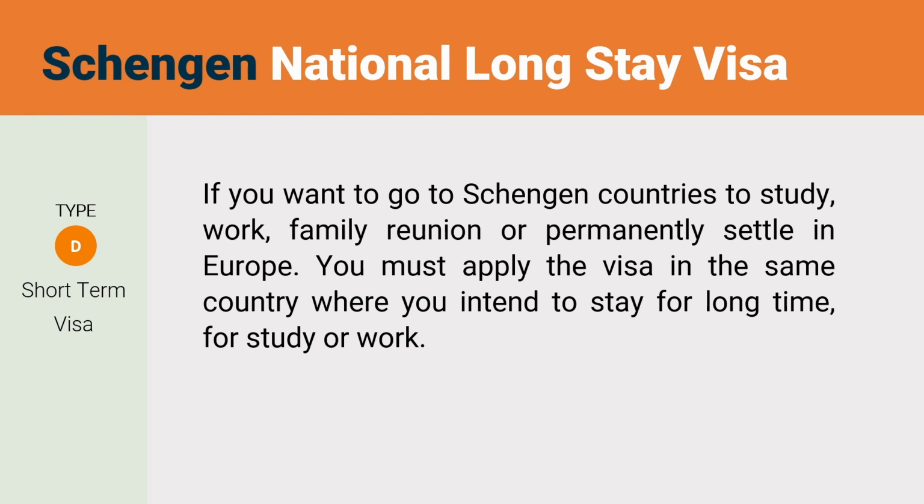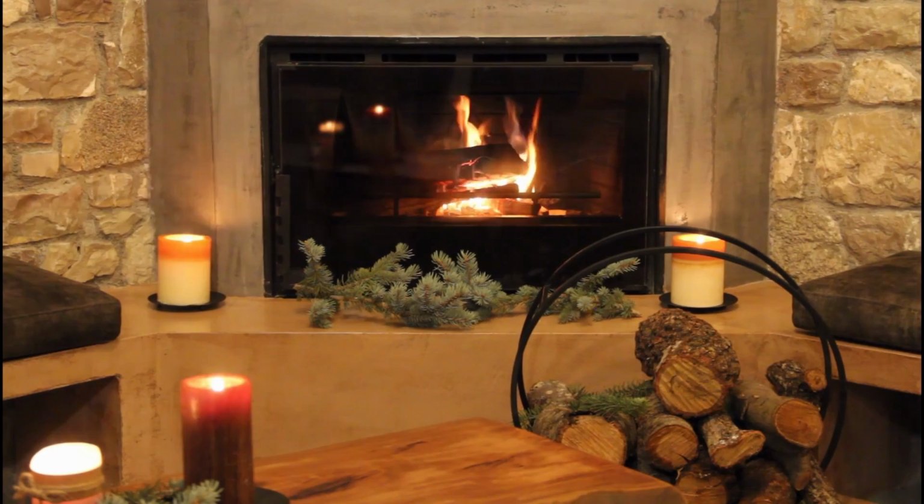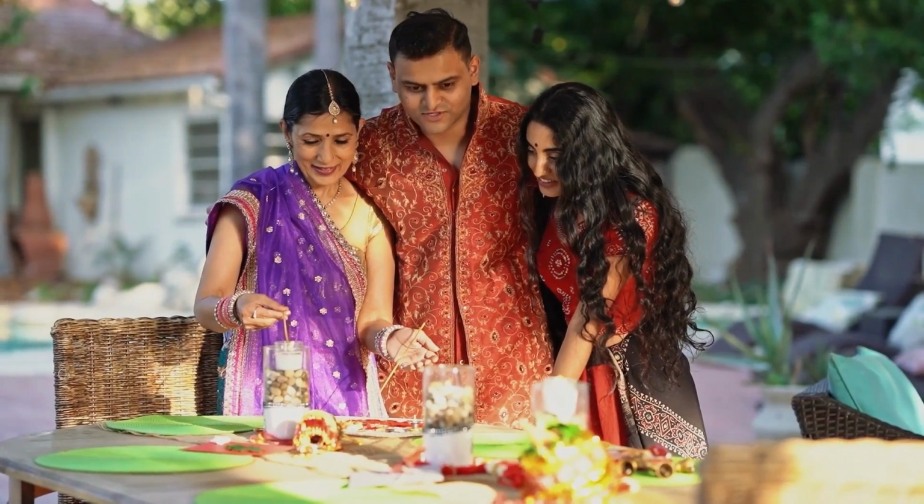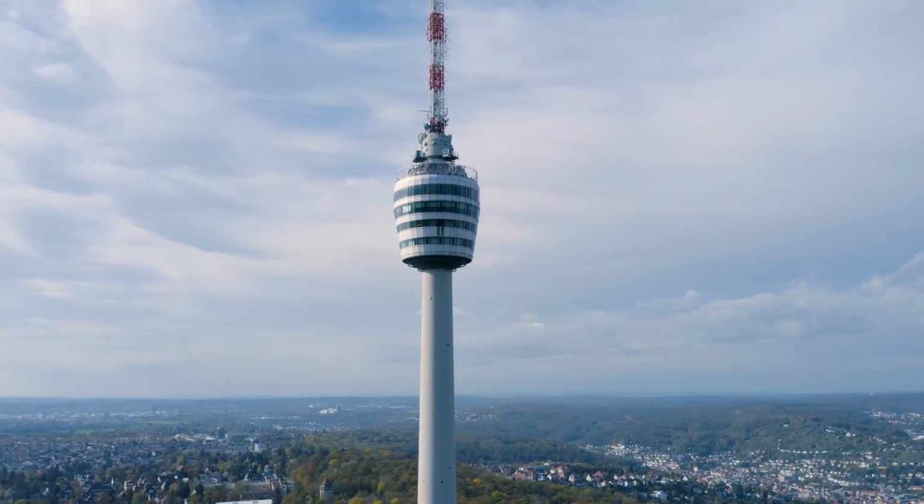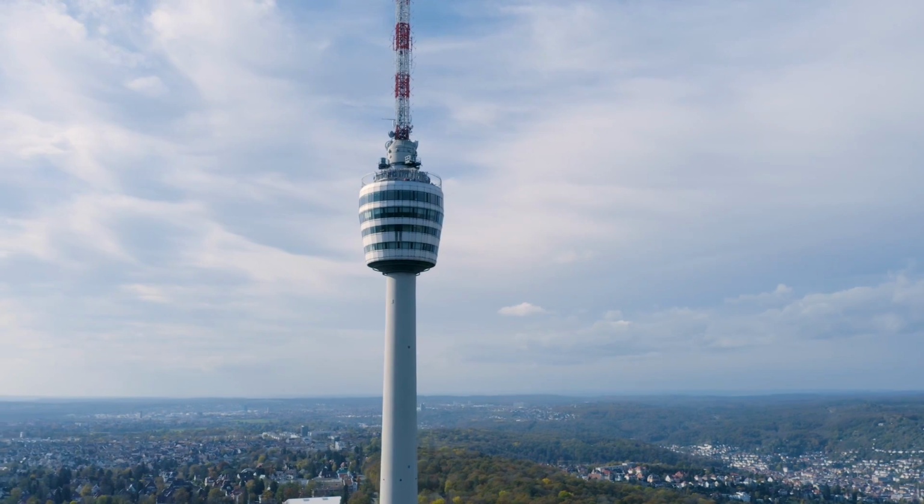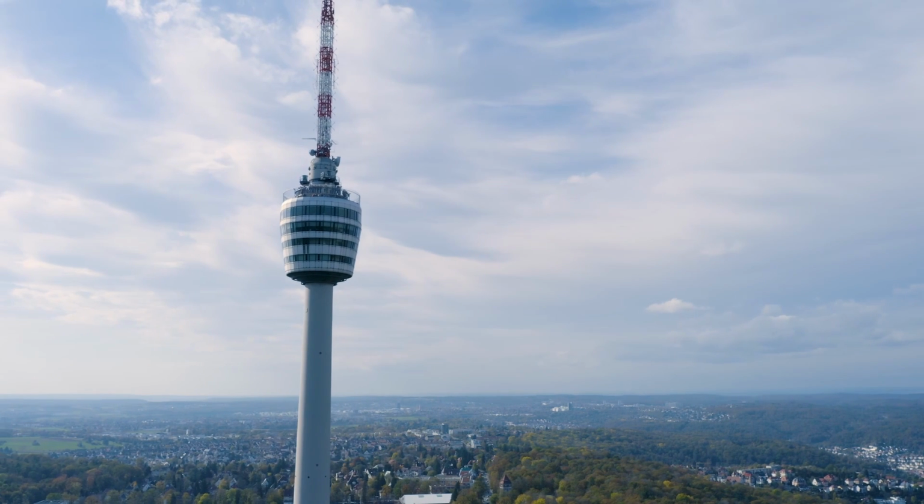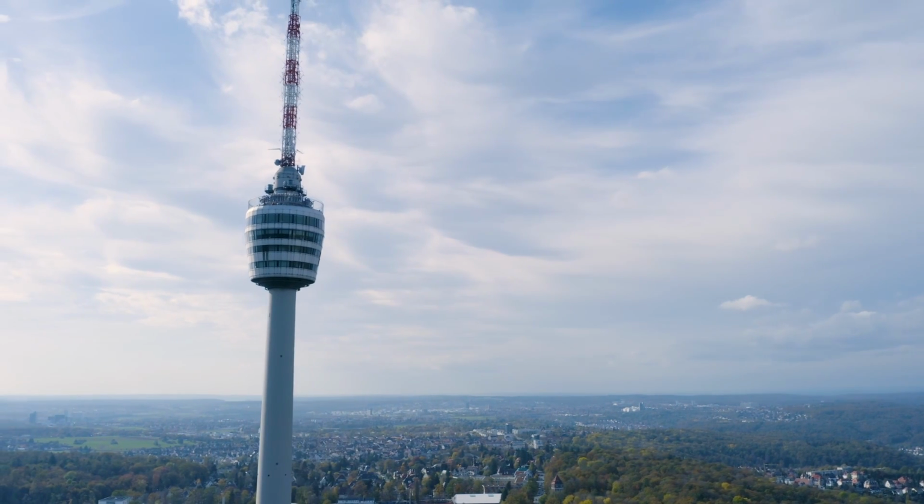Schengen visa type D is the national or long-stay visa. You need to apply for this kind of visa if you want to go to Schengen countries to work, study, for family reunion, or to settle permanently in Europe. You must apply for the visa in the same country where you intend to stay for a long time. For example, if you want to study in Germany, you must apply for a long-term visa at the German embassy.